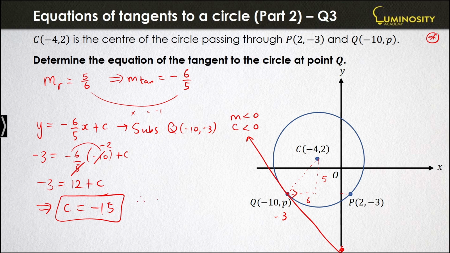Therefore the equation of the tangent line is given by y = -6/5 x - 15. And that's what we've come to expect based on this diagram as well.